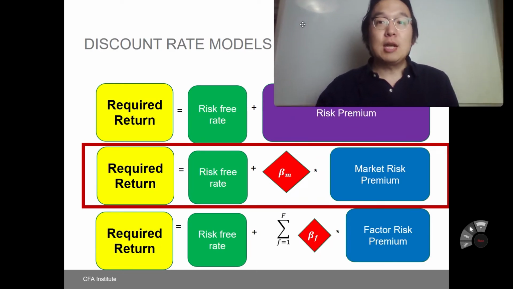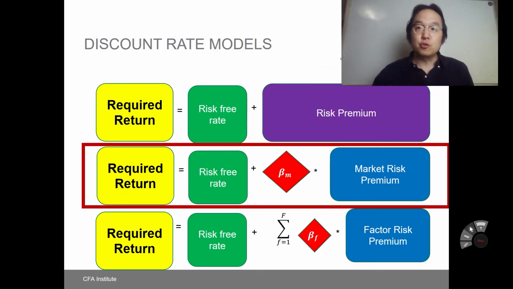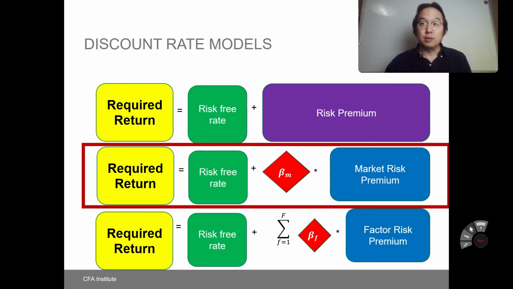Now, discount rate models, right? Let me shrink my picture a little bit. Can you see me? Yeah.